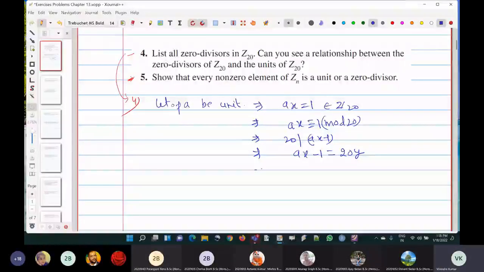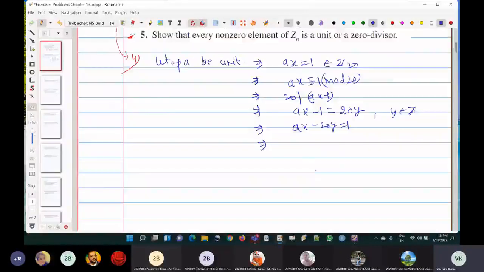This implies that Ax minus 20y equals 1. Here y is some integer, and it means that a and 20 are relatively prime. This means that the greatest common divisor of a and 20 is 1. That is, they are relatively prime.